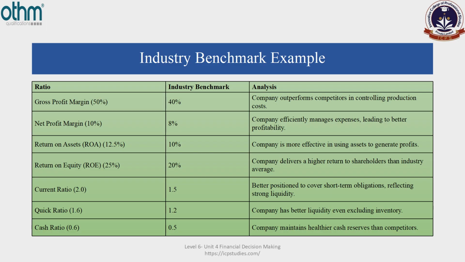Our ROA was 12.5% and industry benchmark is 10%, which shows that the company is more effective. Our ROE was 25% and industry benchmark was 20%, which shows that the company delivers a higher return. Our current ratio was 2.0 and industry benchmark was 1.5, which means our company is better positioned to cover short-term obligations. Our quick ratio was 1.6 and industry benchmark was 1.2, which shows that our company has better liquidity. Our cash ratio was 0.6 and industry benchmark was 0.5, which means that our company maintains healthier cash reserves.